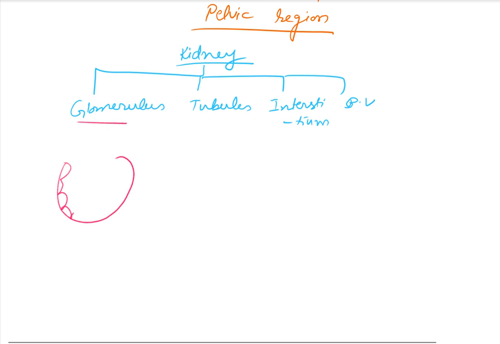As we all know, the glomerulus comprises a tuft of capillaries. This is the afferent and this is the efferent, along with the parietal layer. It also has mesangium. Now we will look at the filtration barrier, which is most important for regulating the normal function of the kidney. So let's have a look. I'm drawing it here.